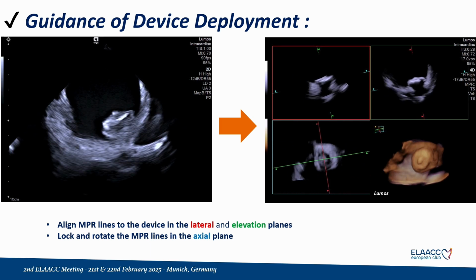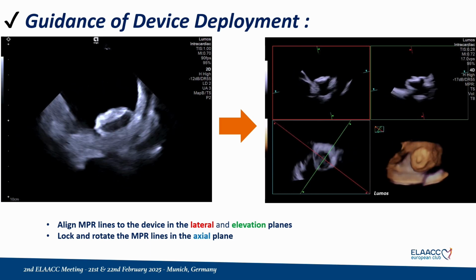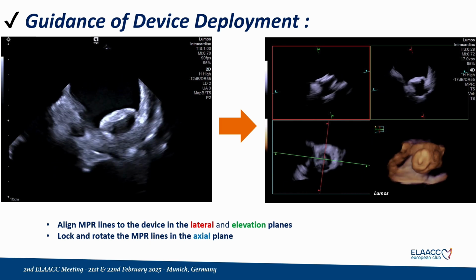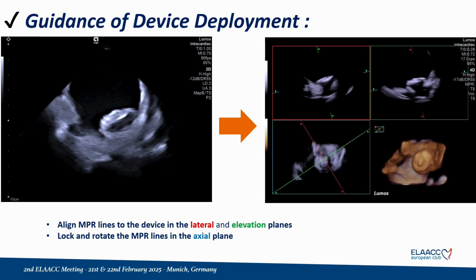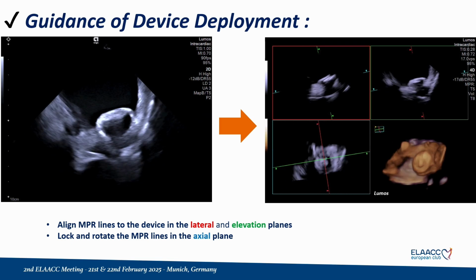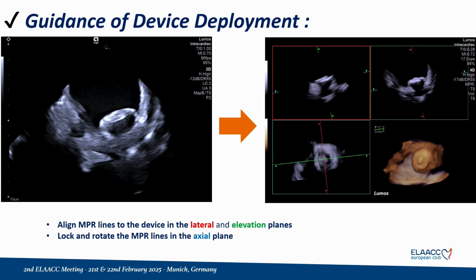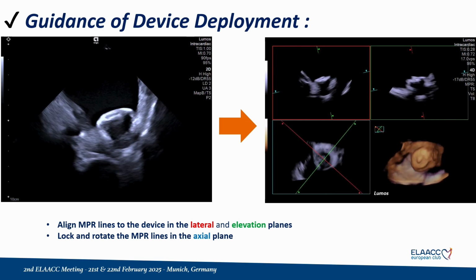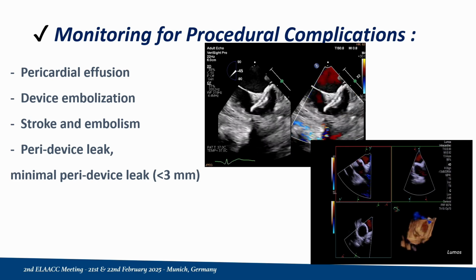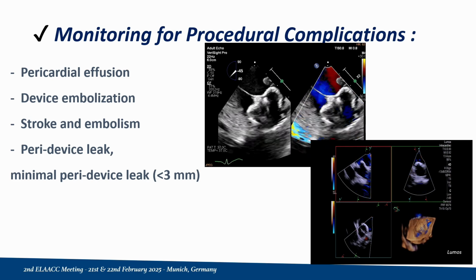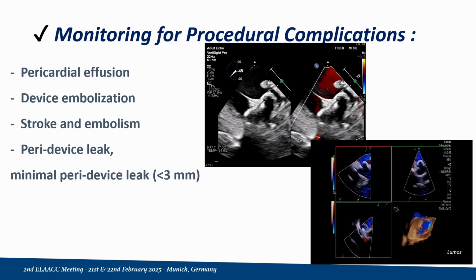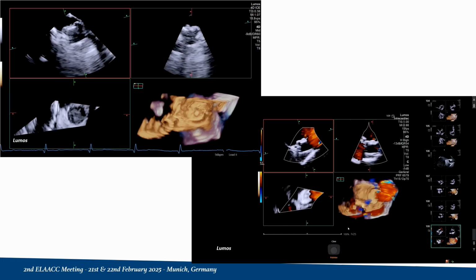And this is a very nice use of the MPR. We have in the red plane the lateral, in the green plane the elevation, and rotating the blue plane, we can explore 360 degrees all the circumference of the device for checking the presence of leak and interrogating with the color before the final release. This completes all the information that we need for a precise placement of the device.